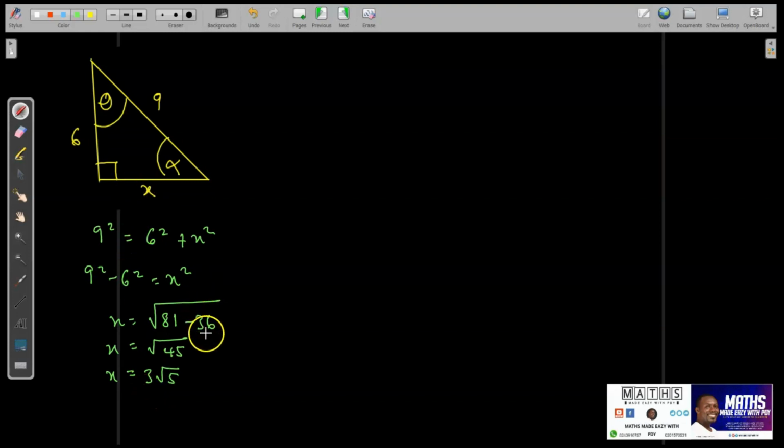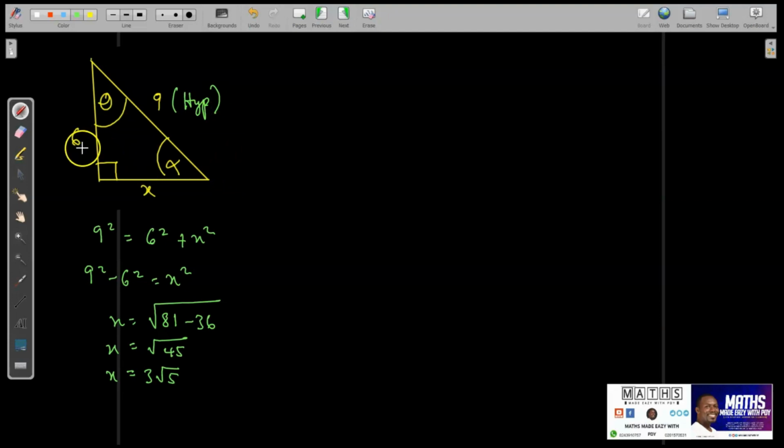Now we found the value of x. We have no choice than to find the value of alpha or the value of theta. And therefore, to get the values of alpha and theta, we have no choice than to use the basic trig ratios. Using them, you must know your positioning of the sides very well. Automatically, what have we found? The position of the 9 is assuming what? The hypotenuse.